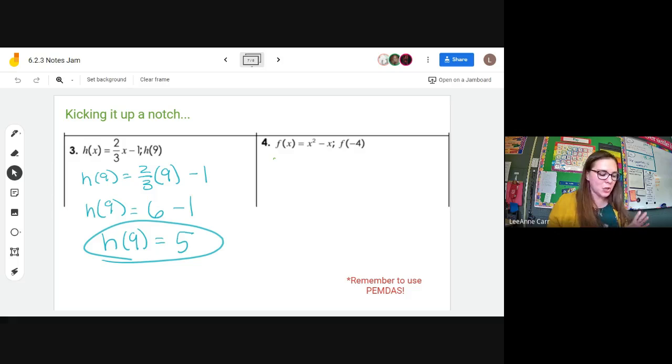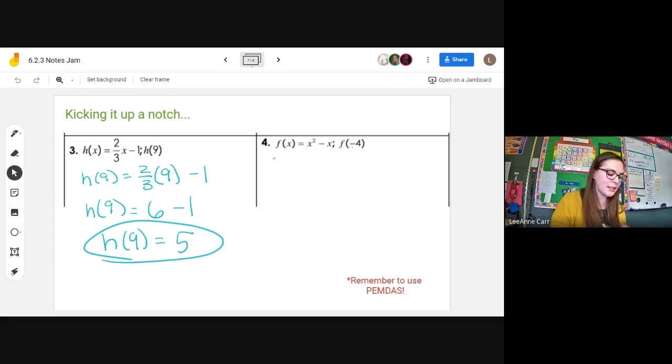All right, I don't see any in the chat, so let me point out a few differences for you guys. I have x squared minus x, okay? So this time, my big difference is that I have multiple variables. All that means is that I'm just going to plug in -4 a couple times. Anywhere we see an x, we're replacing it with -4.